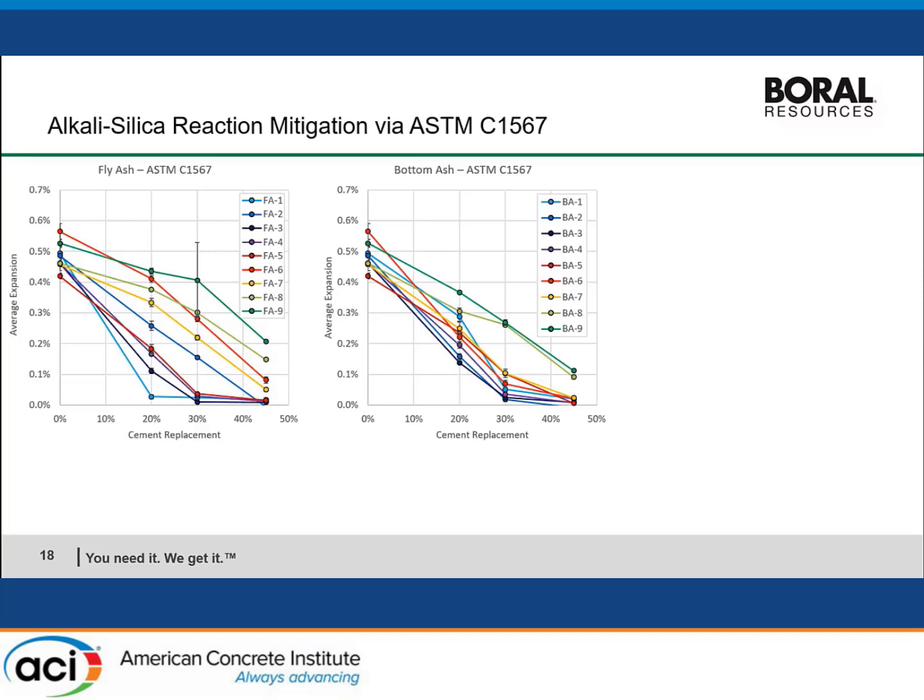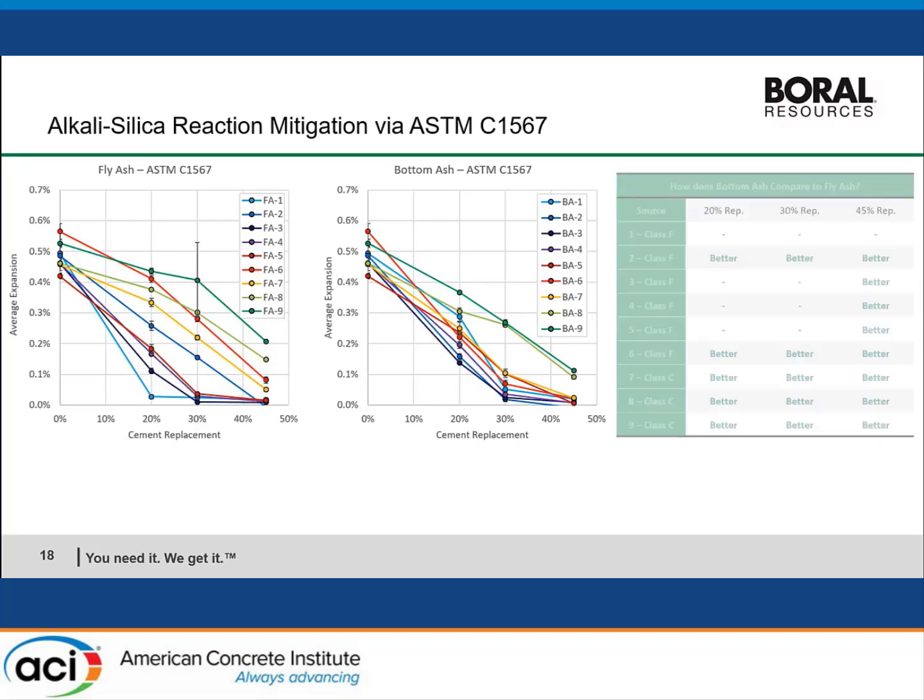It's interesting to see that same behavior, although to a lesser degree, in the bottom ash, given that the bottom ash didn't seem to benefit from its calcium content in terms of its strength activity index in the same way. So this is a lot of colors and a lot of lines and a lot of data points to try to look at and draw conclusions from.